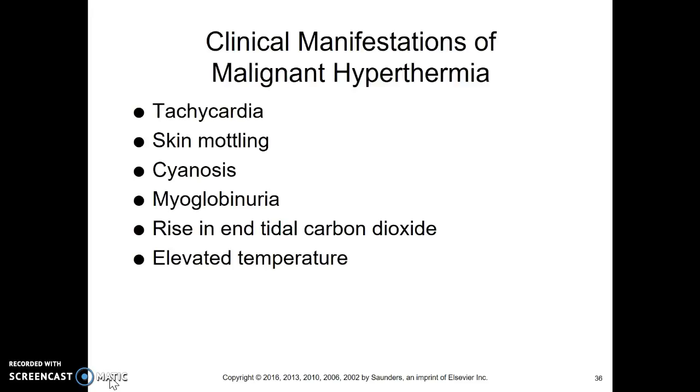If the patient becomes very tachycardic, that's not normal. If they start having skin mottling, meaning light blotchy places in different areas on the skin, or cyanosis. And of course, temperature monitoring is very important. Some of these other things you might do to double check after the fact.